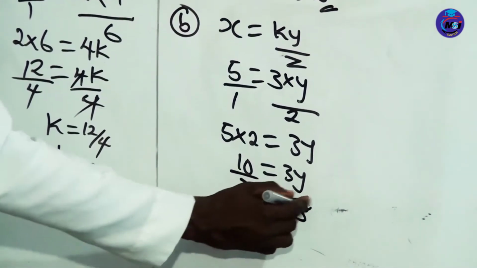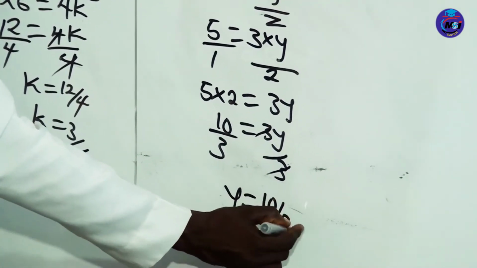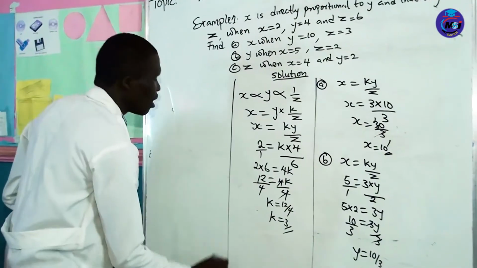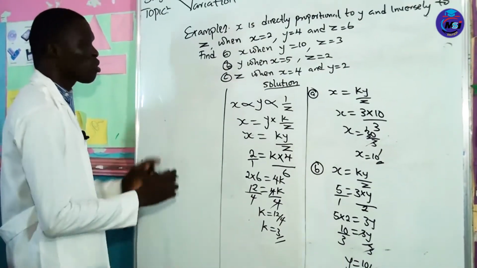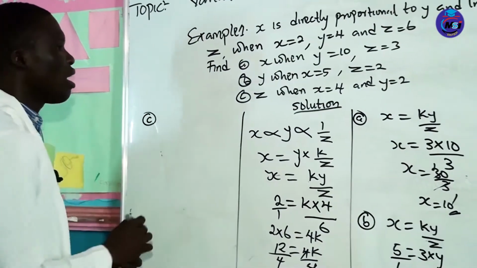Divide this by 3. 3 cancels 3. Y will give you 10 all over 3. I believe you get that. Now, let me move on. I want to find the value of C.